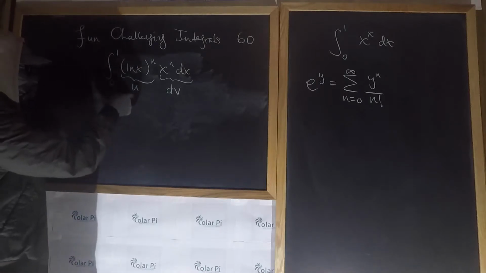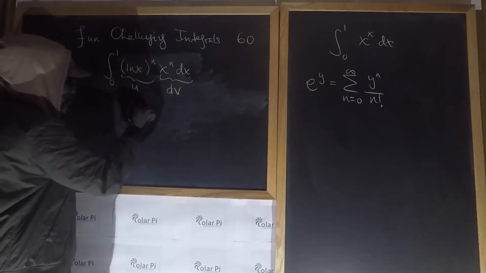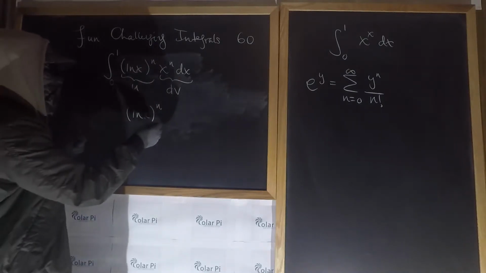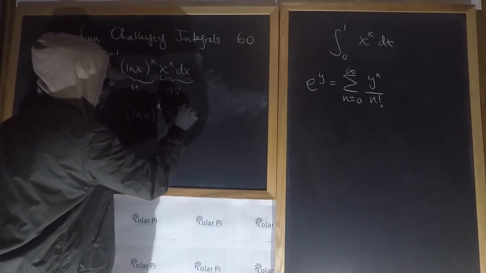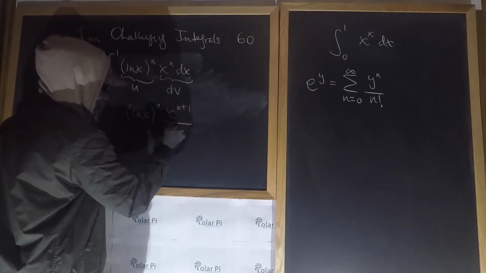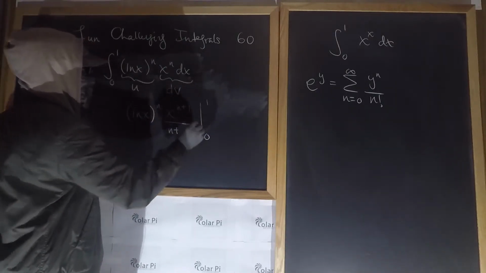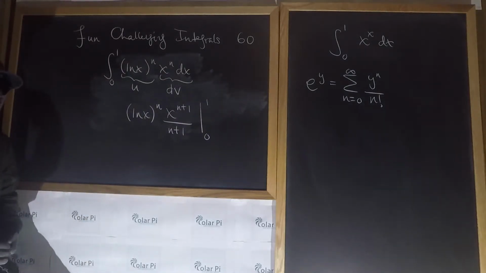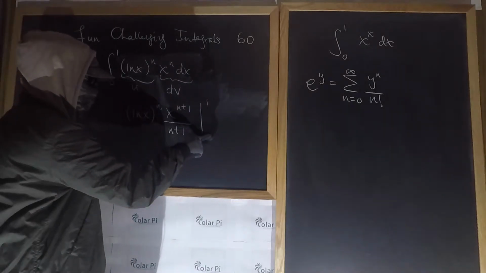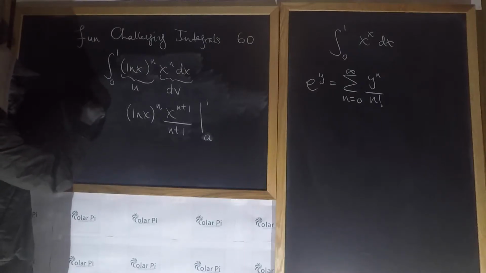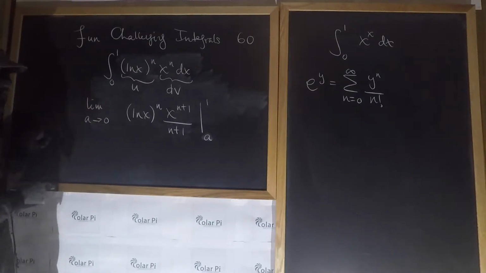So for the uv part, u is ln of x to the n. And then based on dv, v is going to be x to the power n plus 1 divided by n plus 1, and this we want to evaluate from 0 to 1. But wait, slow down. We cannot plug in 0 into the natural log of x, right? So we make this adjustment. Let's write an a there, and then write the limit as a goes to 0 here.